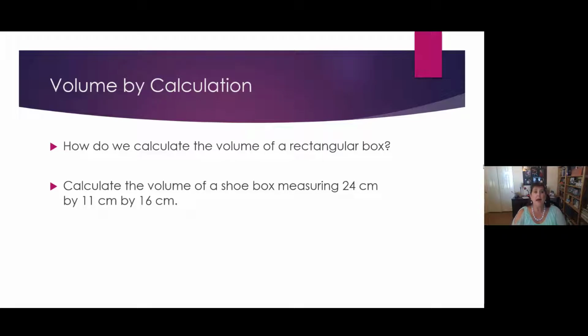Volume by calculation. How do we calculate the volume of a box? A box. Something rectangular with 90-degree right angles. Okay. Length times width times height. Like this, we have length times width times height. I could figure out the volume of this book because it's right angles. Length times width times height. Cool. So now calculate the volume of a shoebox measuring 24 centimeters by 11 centimeters by 16 centimeters.